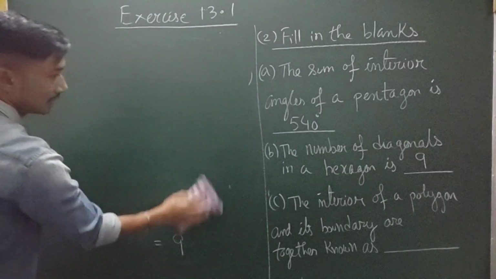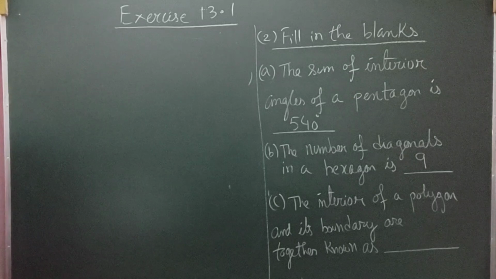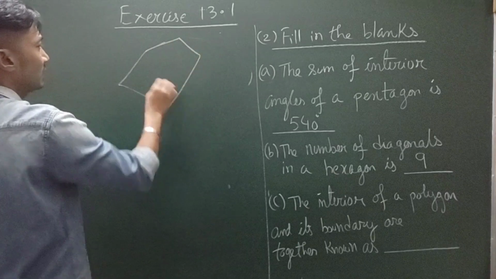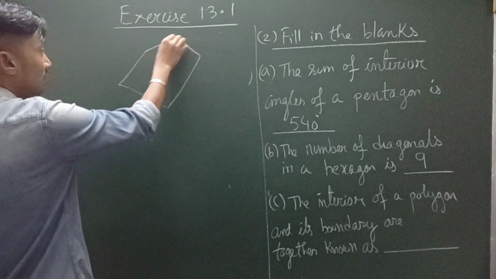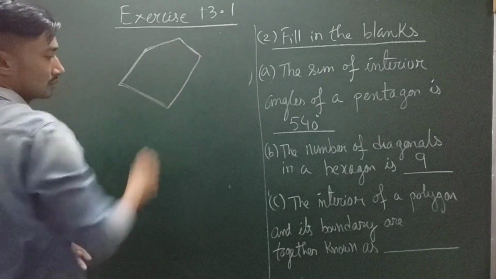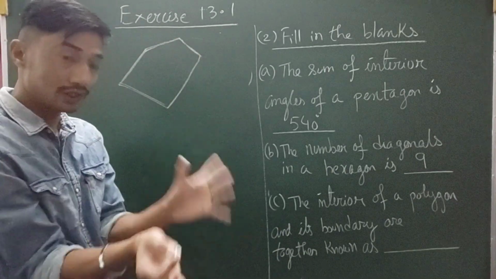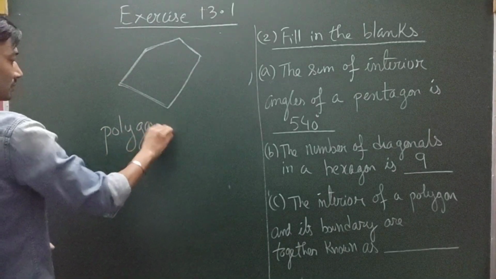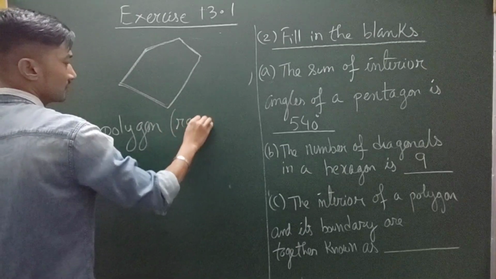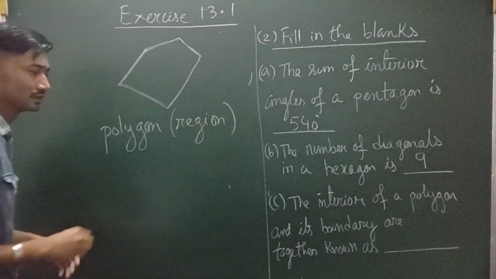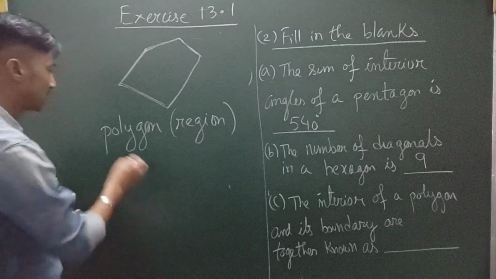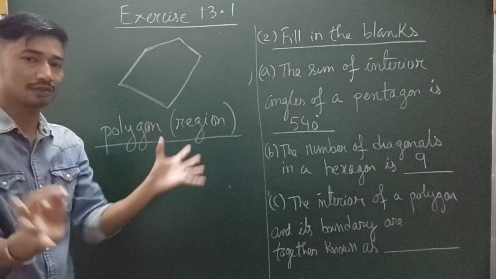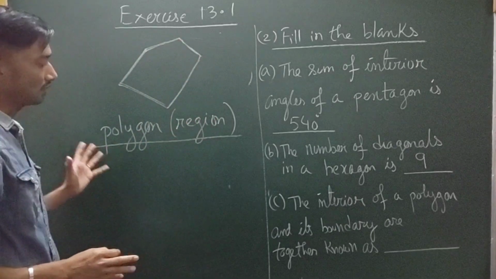The interior angles. The interior of a polygon. Any polygon, let's say like this. The interior of a polygon and its boundary are together known as polygon only. Actually we call it region. Okay, it's polygon region we call it. So the perfect answer will be polygon region. We call it the region combined together along its polygon. So we actually call it polygon region.